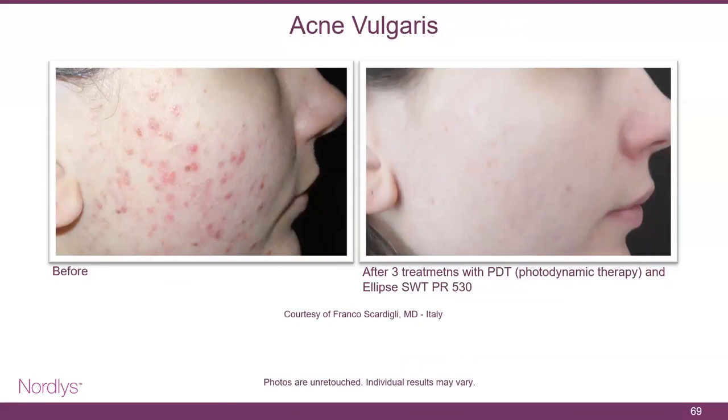Acne vulgaris. And here what they've done is a combination of the 530 with photodynamic therapy. So they apply whatever the topical is they're using, and it's photosensitive, it absorbs slightly into the tissue, and therefore we get a much stronger reaction when we actually do the treatment. It's used quite a lot in clinics when treating acne.